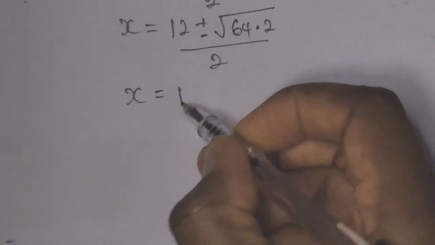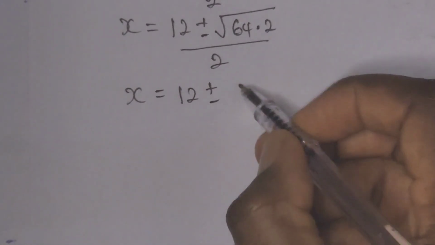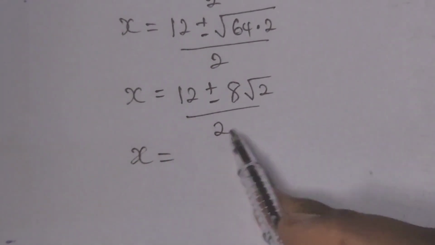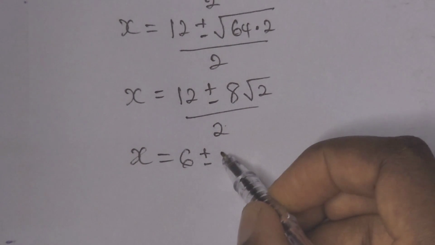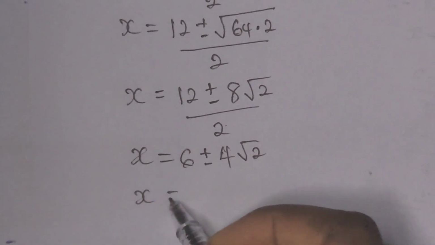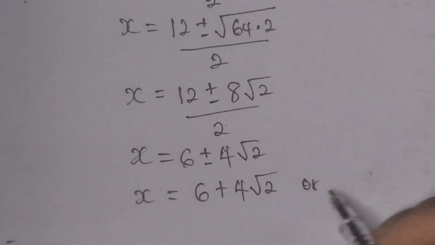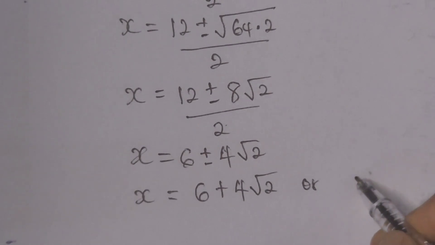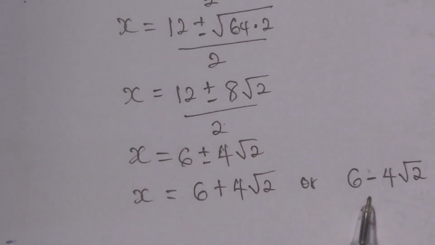So x is equal to 12 plus or minus the square root of 64, which is 8. So we have 8 root 2 all over 2. So x is equal to 12 divided by 2, which is 6, plus or minus 8 divided by 2, which gives 4 root 2. So this simply means that x is equal to 6 plus 4 root 2, or x is equal to 6 minus 4 root 2. So we'll be verifying these two answers.